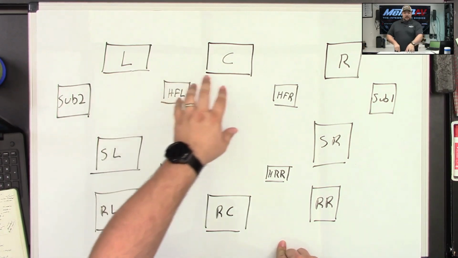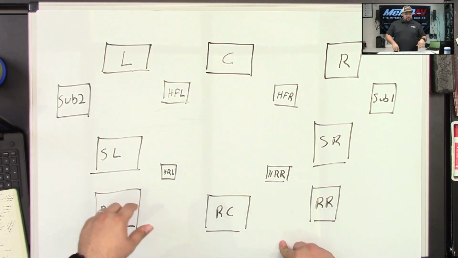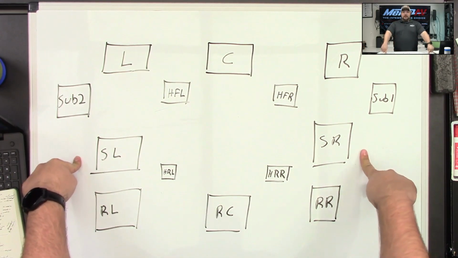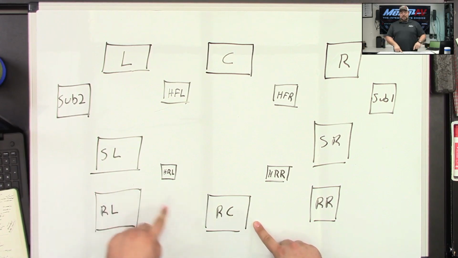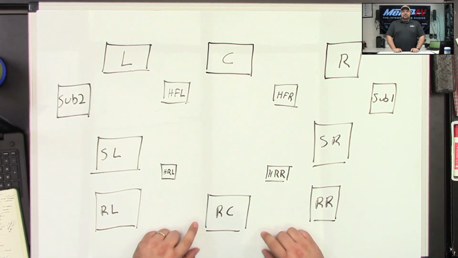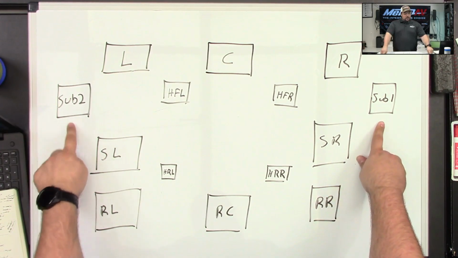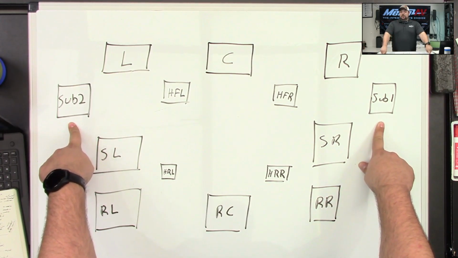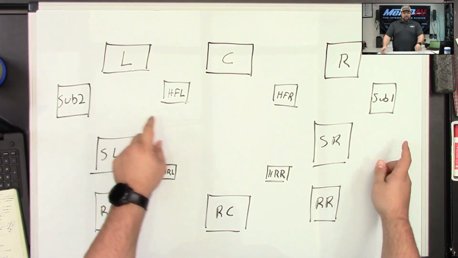Okay, so we've got our front stage up here. We have our left, center, and right. From there, we have our surround left and our surround right. Then we have our rear left and our rear right. We even have a rear center because we're going to be talking about that 6.1 system that came out a little while back. We have our subwoofer 1 or subwoofer 2 because you might have two outputs on your AVR. It just depends on what your AVR is capable of doing.